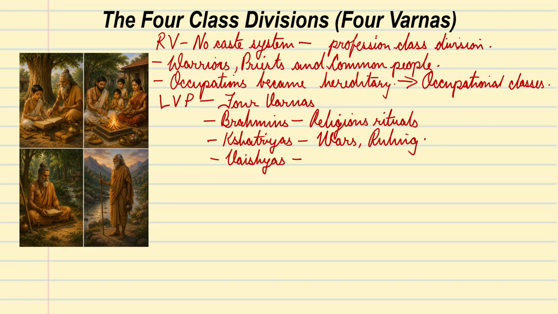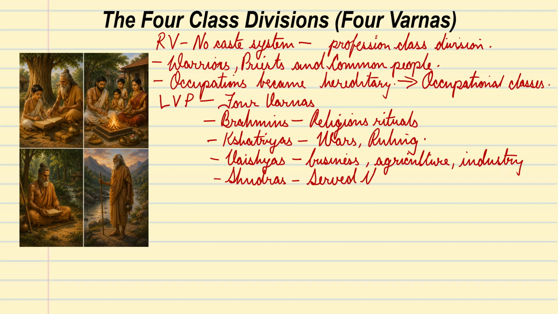They were the people engaged in business, agriculture, and industry. Then we had the Shudras. Who were Shudras? They served the upper classes. So that is how caste system came into existence.